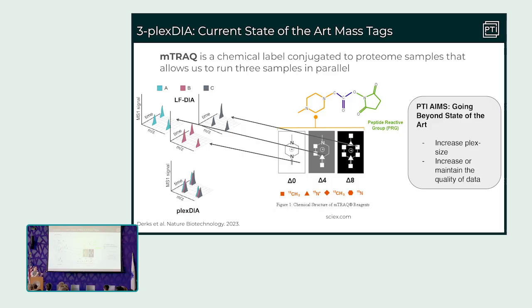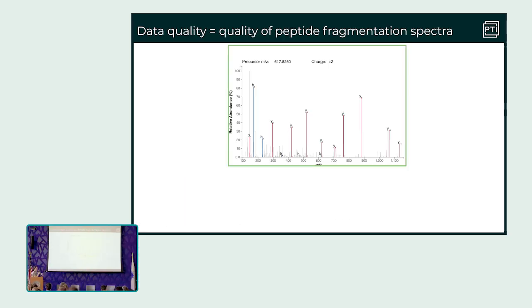Looking forward to the technology we're interested in creating at PTI, we'd like to go beyond the state-of-the-art to increase the plex size. So this will allow us to hopefully be able to multiplex more samples together, but also increase or maintain the quality of data. Now, I think it's helpful here to define what we mean in this context by quality of data. In this context, we're referring to the quality of data as the quality of peptide fragmentation spectra.